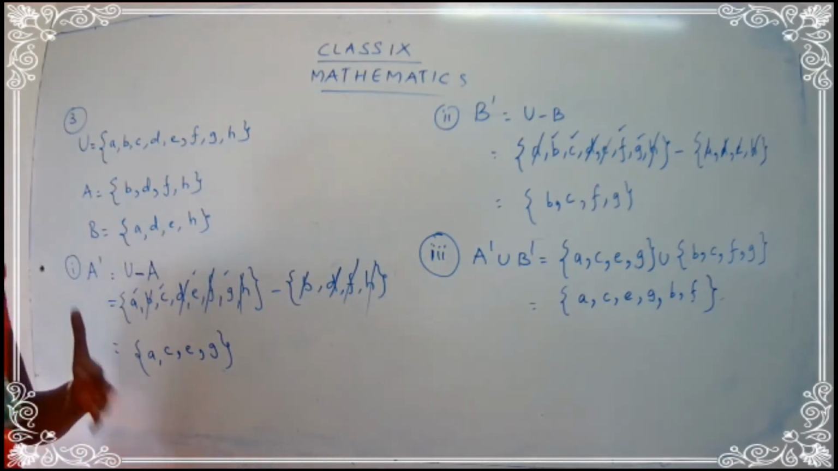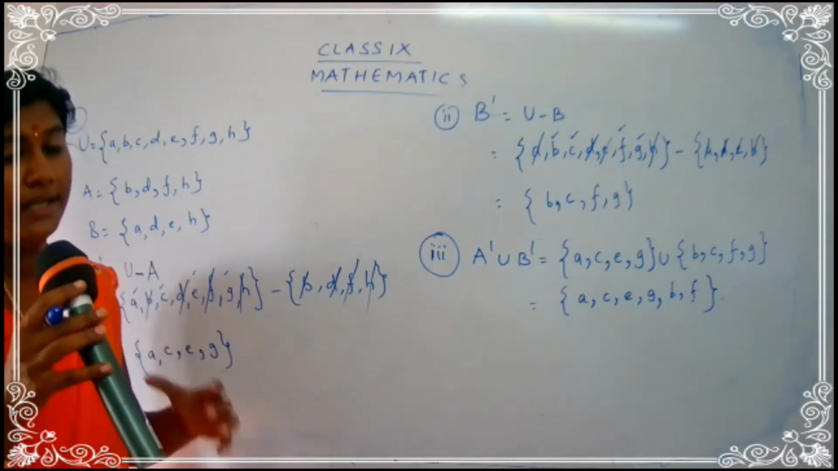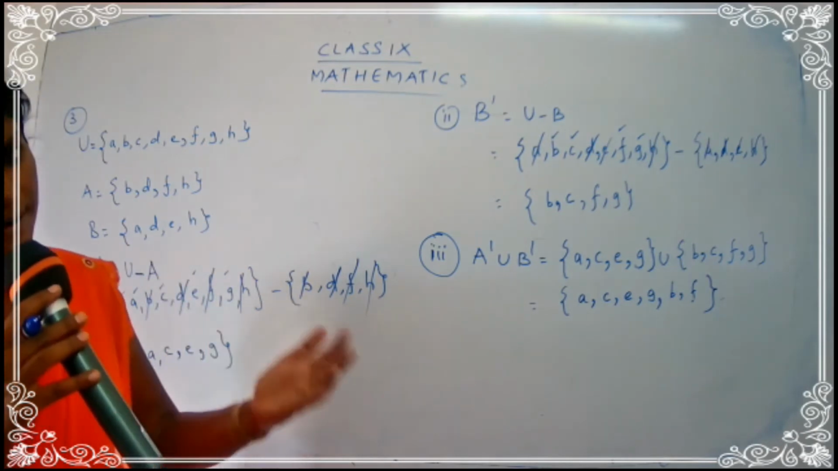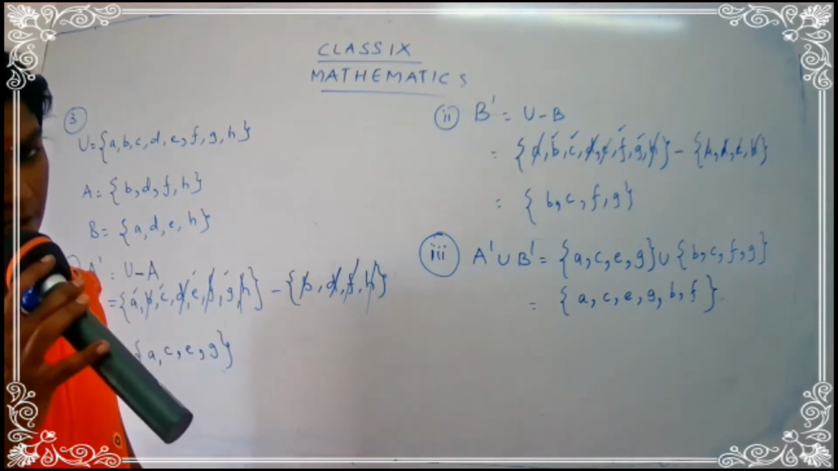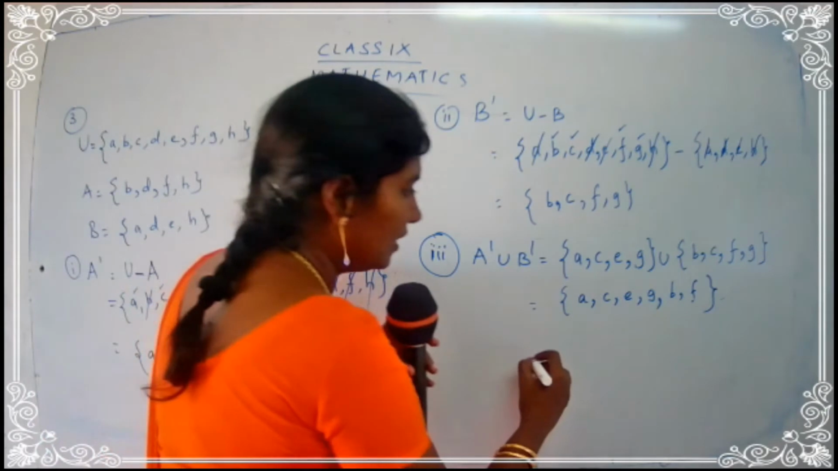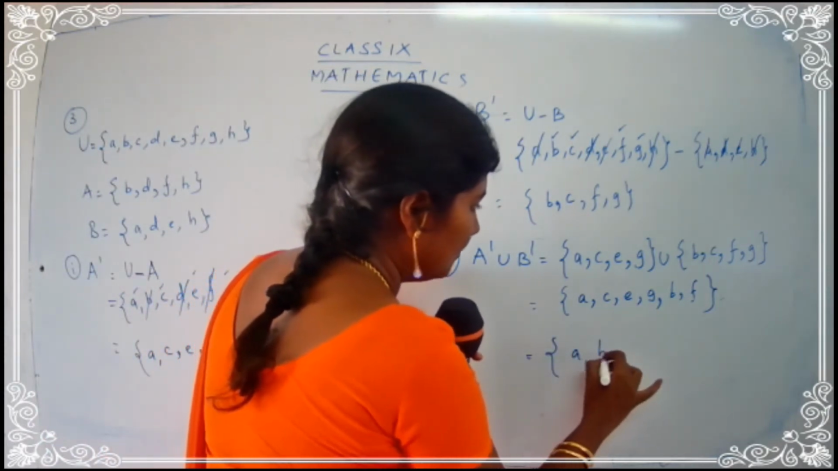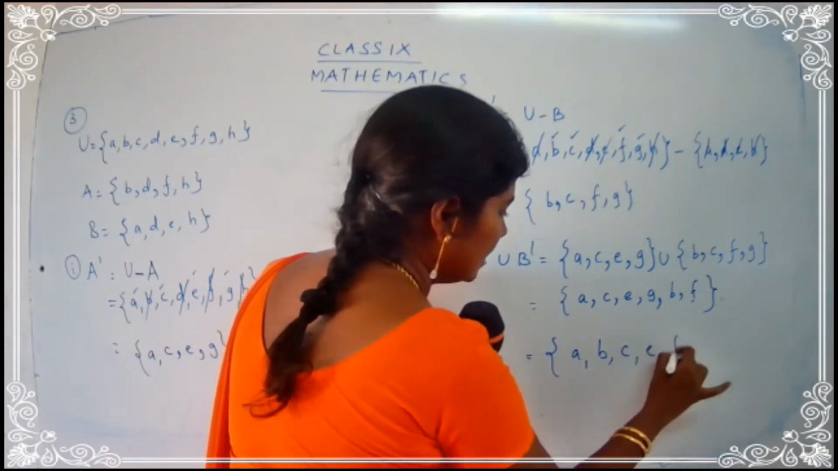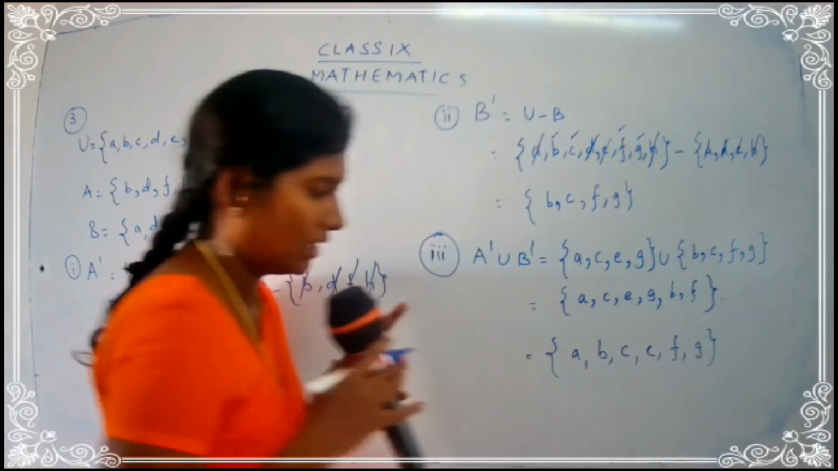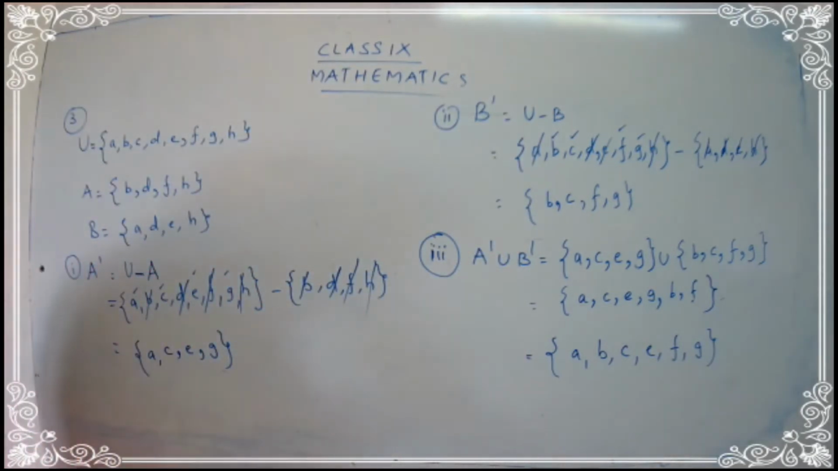I have told you wherever it is possible, try to write in an order. I know the alphabetical order. Yes, children, we know, yes? So we are going to write in alphabetical order. So this is A, B, C, E, F, G.